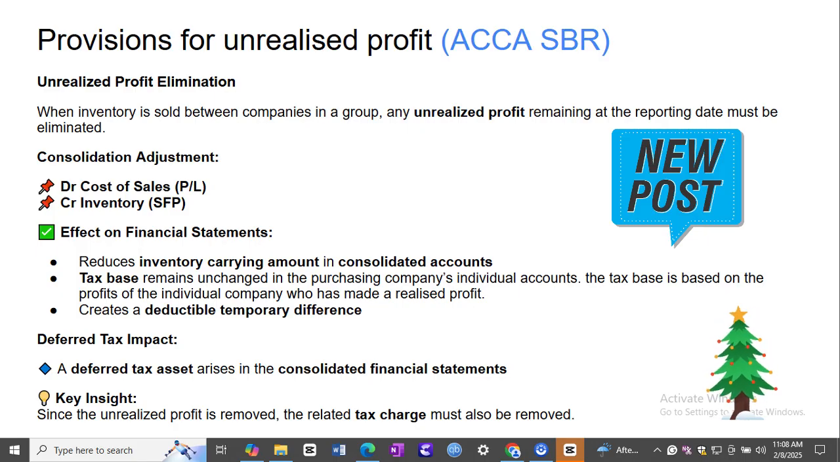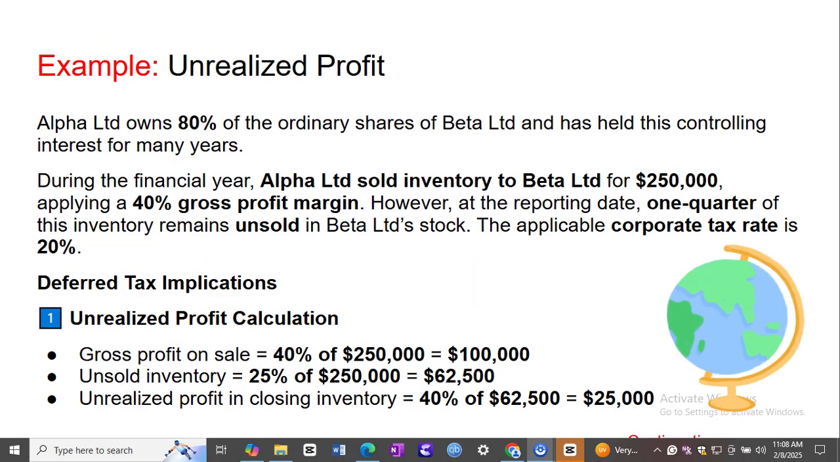Okay, I'm starting to see the light. Can we go through a specific example to make this crystal clear? Absolutely. Our source material features Alpha Ltd. They own 80% of Beta Ltd. During the year, Alpha sells some inventory to Beta for $250,000, making a 40% gross profit margin. Nice profit margin. But here's the catch. At the end of the year, Beta still has a quarter of that inventory on their shelves, unsold. So some of that profit Alpha recognized isn't actually realized for the group. Exactly. We've got to figure out how much is unrealized.